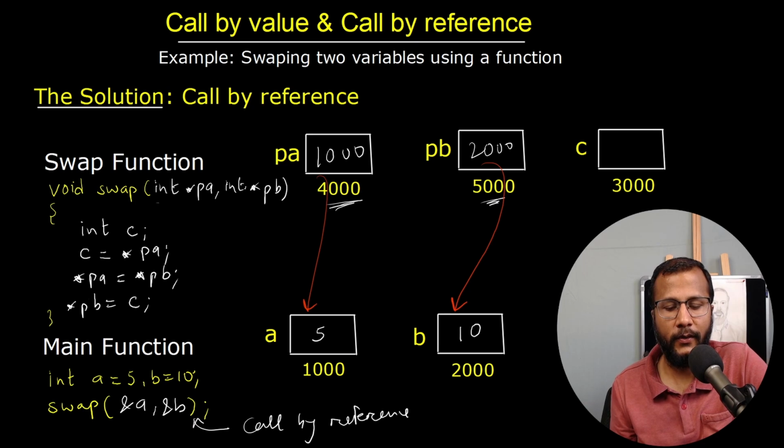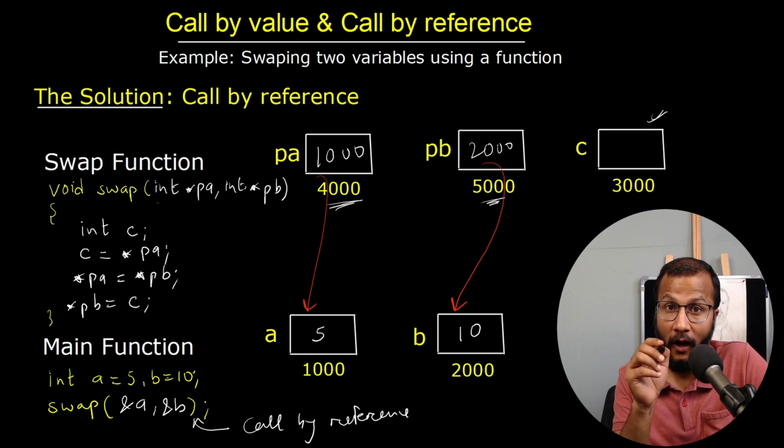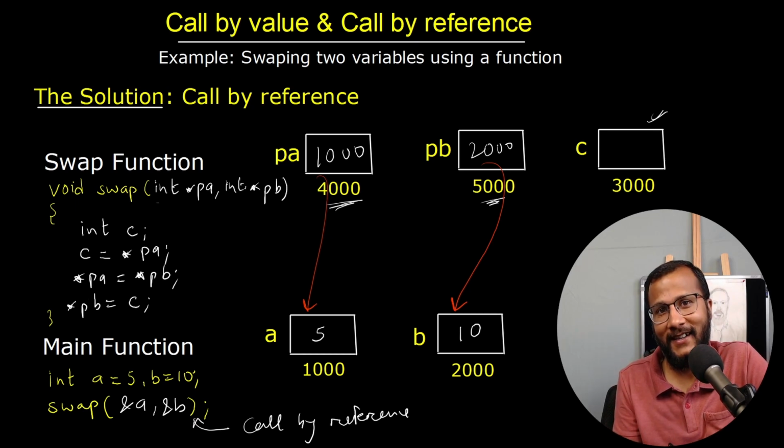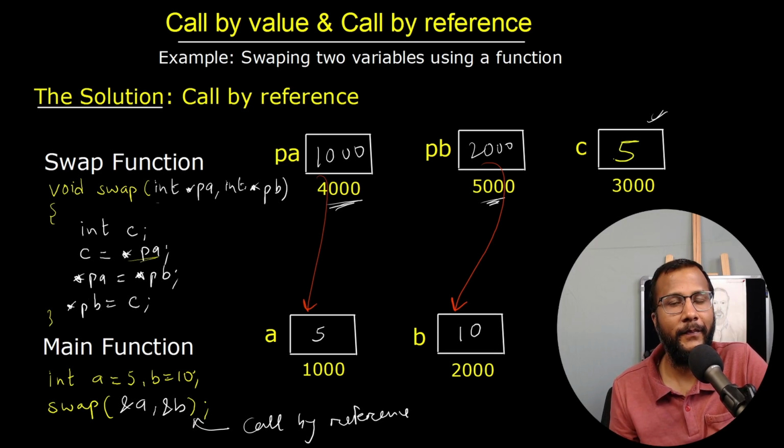Now let's see how it works. I'm going to work on this. First of all, C is created, this box is created. Now I have C equals star PA. Star PA is 5. So the swap function can now access the values of the variables in the main function, right? Because it has the address of that variable. That's the advantage of a pointer, right? Now star PA is 5, so 5 would be stored in C. C is 5.